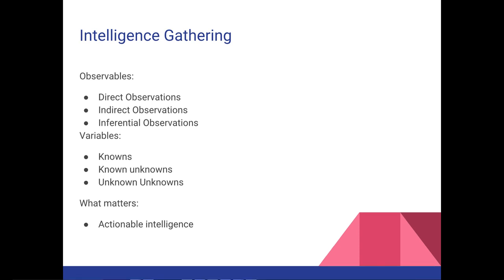So, for intelligence, observables are broken down into direct observations, indirect observations, and inferential observations. And variables are broken down into knowns, known unknowns, and unknown unknowns. At the end of the day, all of the calculus of all of this boils down into actionable intelligence. Everything that is not actionable is kept in mind, but what drives an engagement and what drives an operation is actionable intelligence.